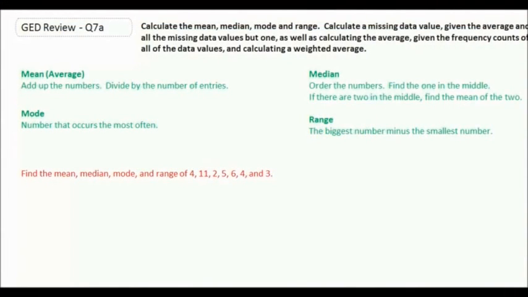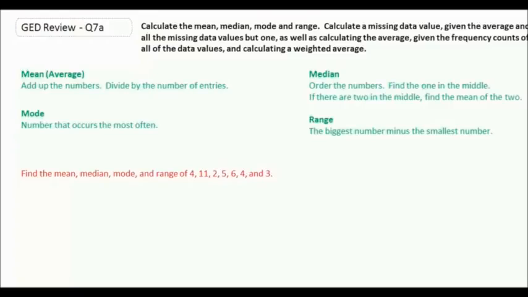So the 4 main measures of central tendency are mean, median, mode, and range. When you hear the word average, that's talking about the mean. You add up the numbers and divide by however many numbers you had. The median is the middle number. You need to order your numbers and then find the one in the middle.